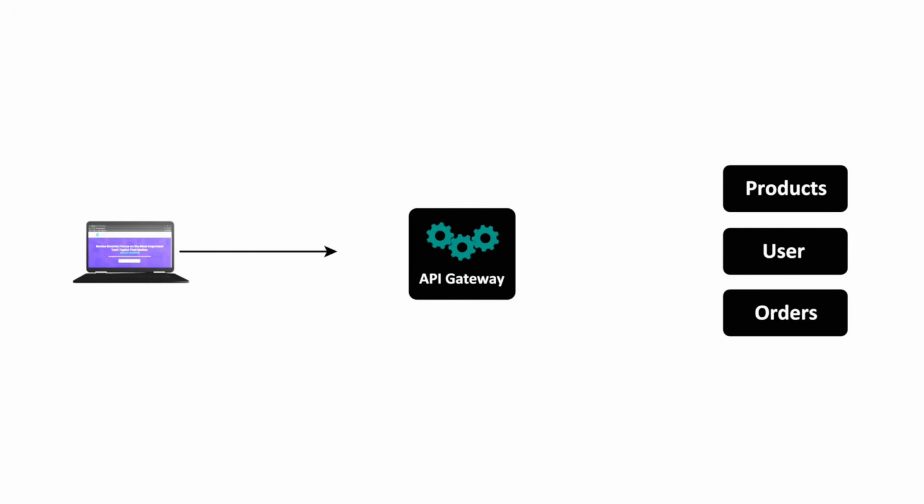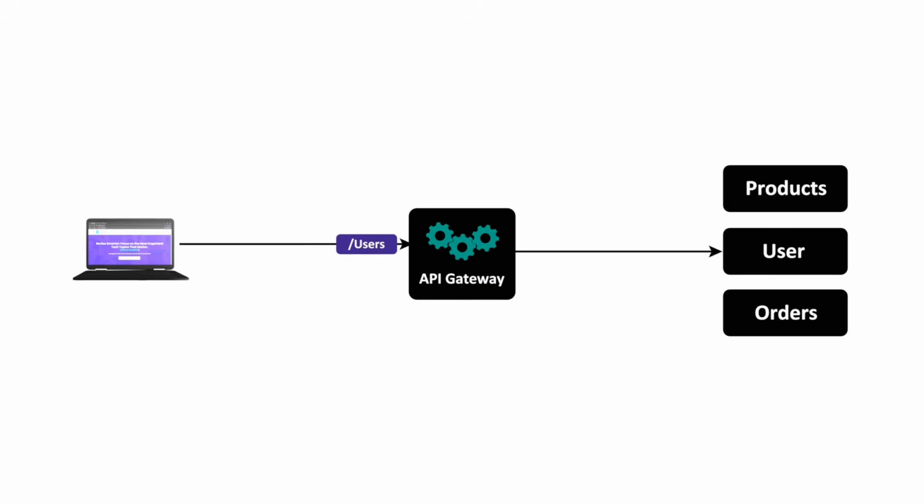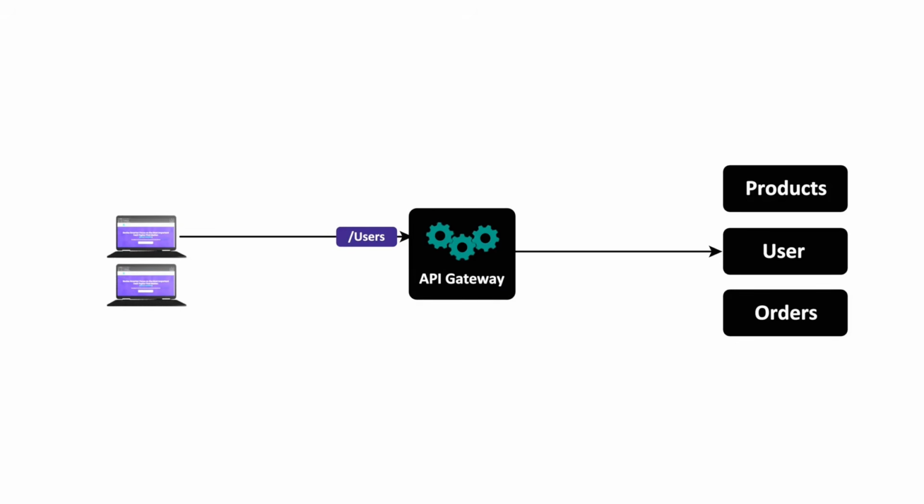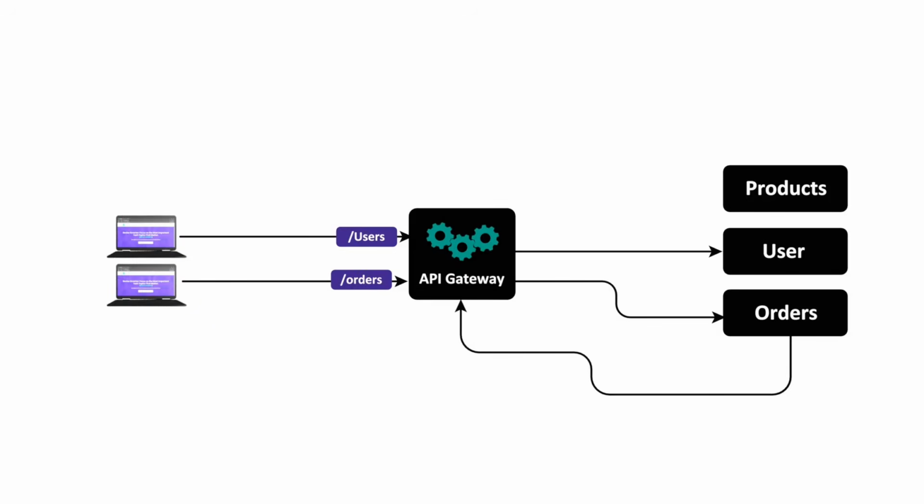The user will request the API gateway, let's say something like slash users. And now inside the API gateway, we will have a logic: if this request pattern is coming, call this microservice. And let's say another user is calling slash orders. Then the API gateway will navigate to this, the API gateway will receive the response, and the response will be sent by the API gateway. In that way, we can prevent users from knowing the internal details of our system.